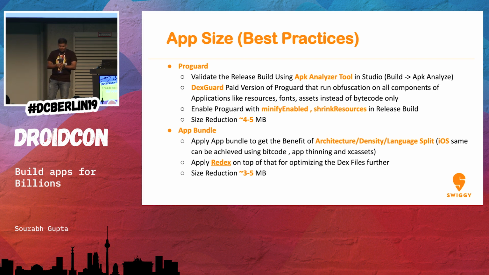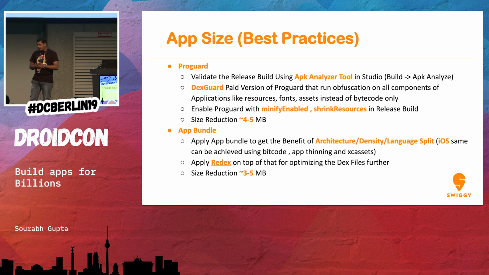App bundle. We applied the app bundle on top of ProGuard. App bundle will, by default, provide the density, architecture, and the language split for you. You don't have to upload different APKs for it. Now, when we adopted the app bundle, we have seen a 3 to 5 MB reduction in the app size because it's giving the density and architecture split by default.